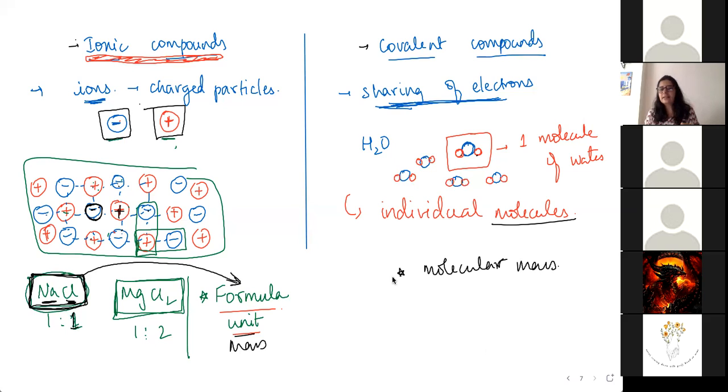Practically, for calculation, in both cases you look at the formula, you see how many of each atom there are, and then you add up all the masses. The difference is in the meaning behind it. So formula unit mass, you use it for ionic compounds, and molecular mass, you use it for covalent compounds. Okay?